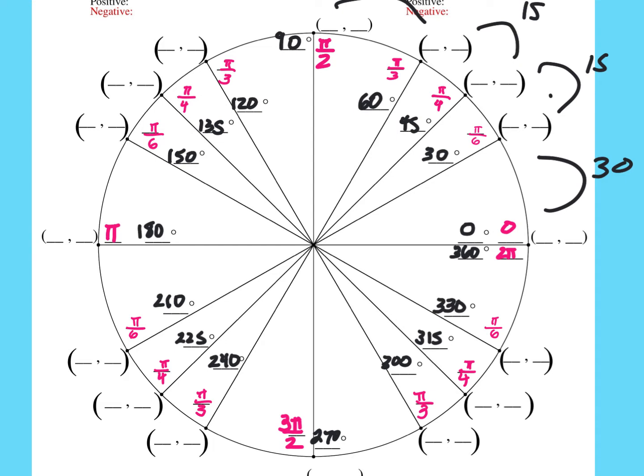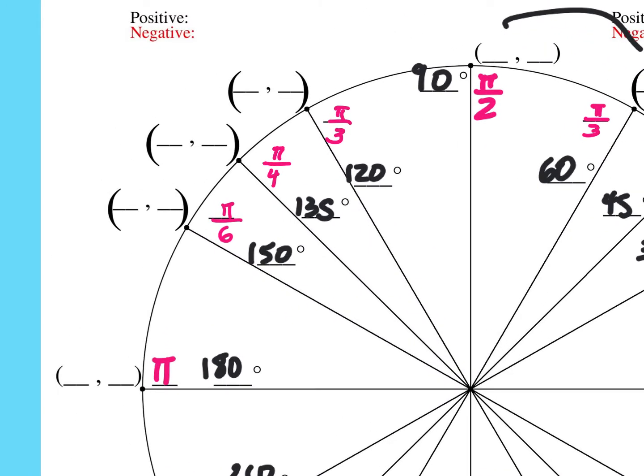All right, so in the first quadrant, we leave the numerators as is. They are pi over 6, pi over 4, pi over 3. In the second quadrant, the numerator is 1 less than the denominator because we are less than 1. So in the second quadrant, the numerator is 1 less than the denominator. This would be 2 pi over 3, 3 pi over 4, and 5 pi over 6.